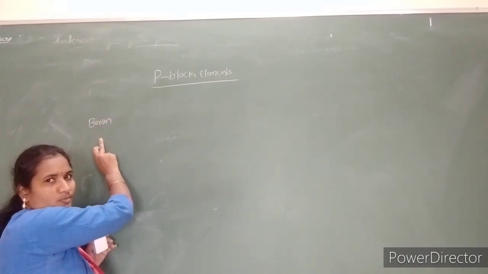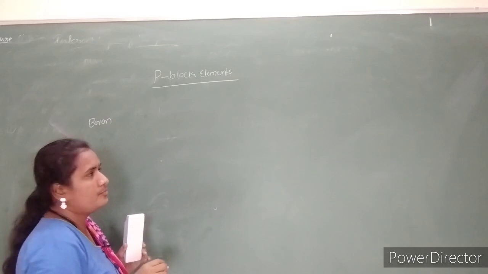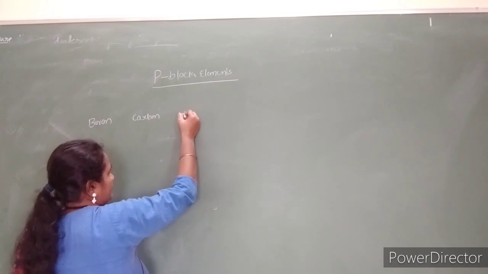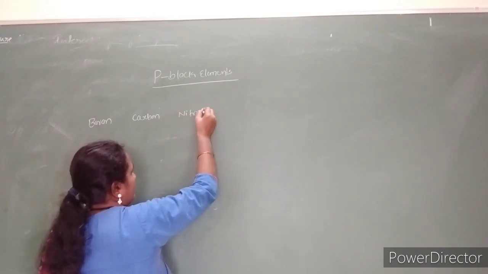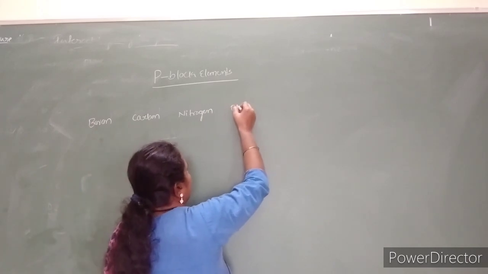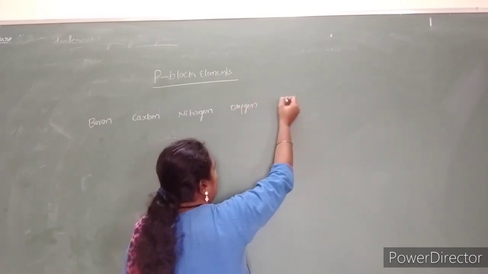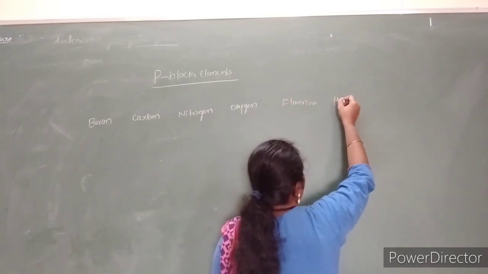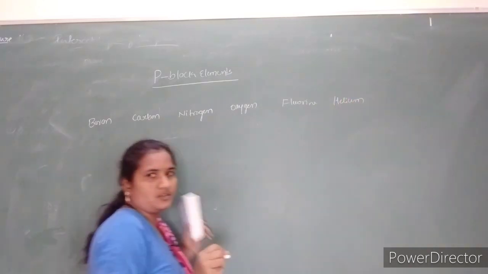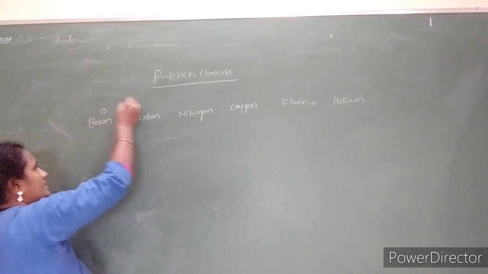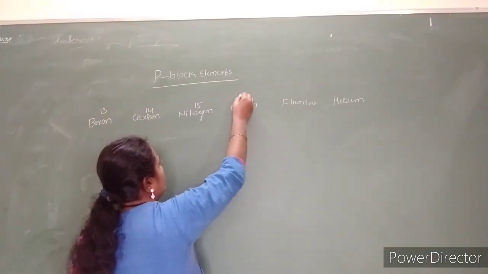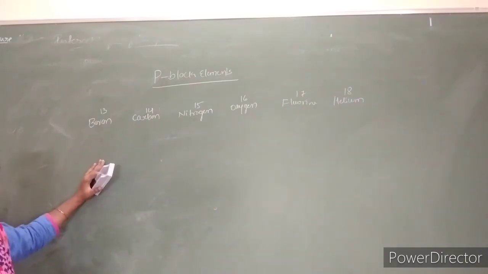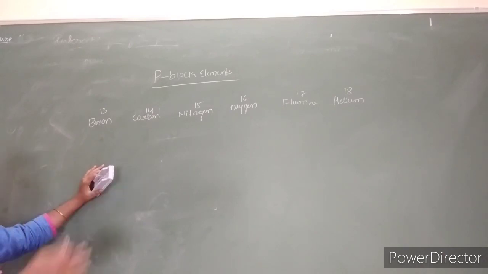So it is said to be the boron family, and the first member of group 14 is carbon. Next is nitrogen, next oxygen, next fluorine, and the first member of group 18 is helium. These are the first members of groups 13, 14, 15, 16, 17 and 18, and the rest of the groups include similar elements.